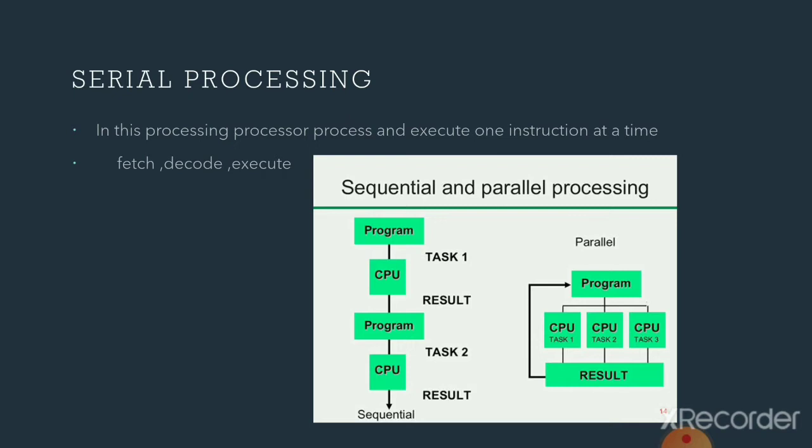If your program has 10 instructions, the first instruction will go to the processor, it will be computed, processed, and you get some output. Then the second instruction, then it will process it, then the third instruction, fourth, 5, 6, till the 10th instruction. So all instructions go serially and will be processed by your processor.